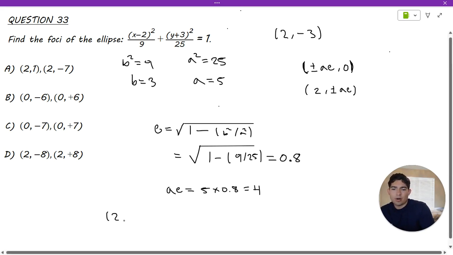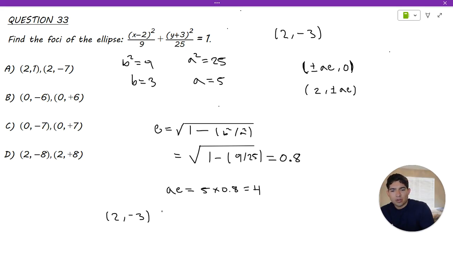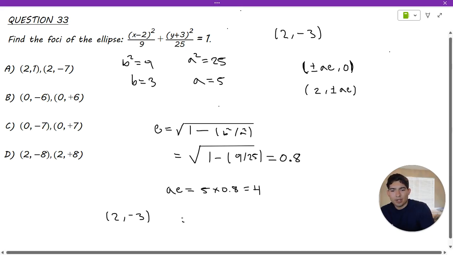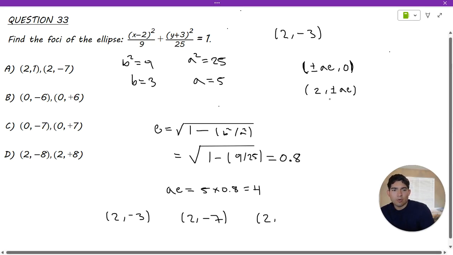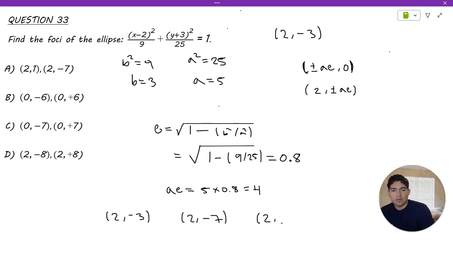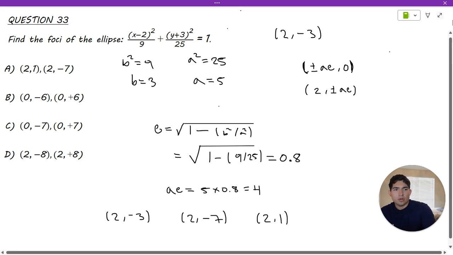So now that we know AE, let's find our focus points. Originally our ellipse was centered at (2, -3). So the focus points are going to be at (2, -3 plus minus AE). If we first subtract AE, which is 4, from -3, we're going to get one focus point at (2, -7). And then for the other focus point, we're going to instead add AE to -3. That is going to give us the other focus point at (2, 1). So if you take a look at our multiple choice, the answer for this one is going to be A.